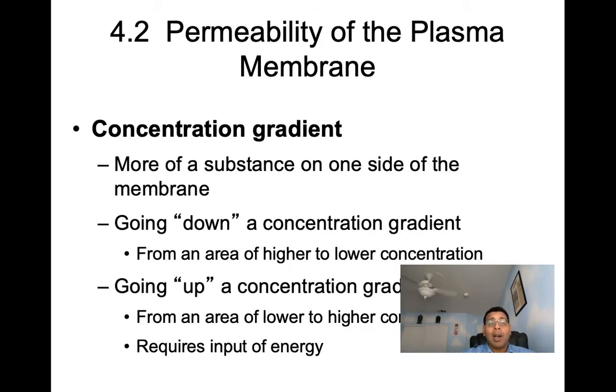Now, here you can see substances can be found going up and going down their concentration gradients. So when they're going down a concentration gradient, they're moving from an area of high to low. Going up, they're going from an area of low to high. And this will require energy, as we said. So this is how substances can move across that membrane, either going up a concentration gradient or going down a concentration gradient.